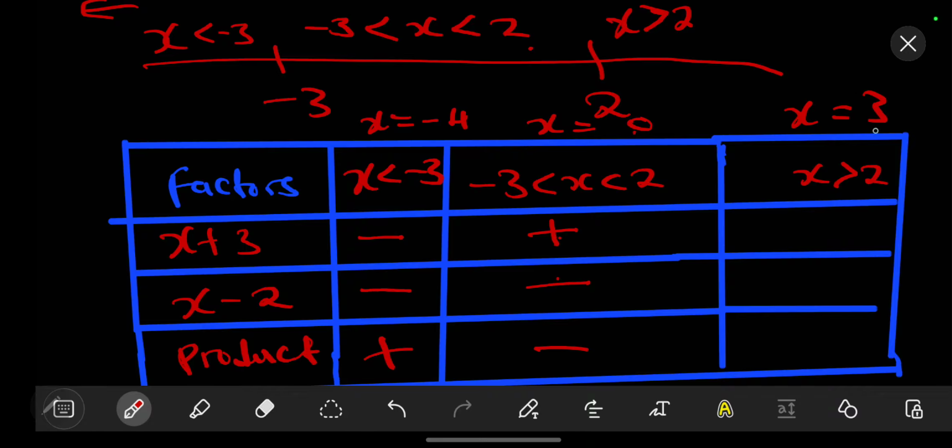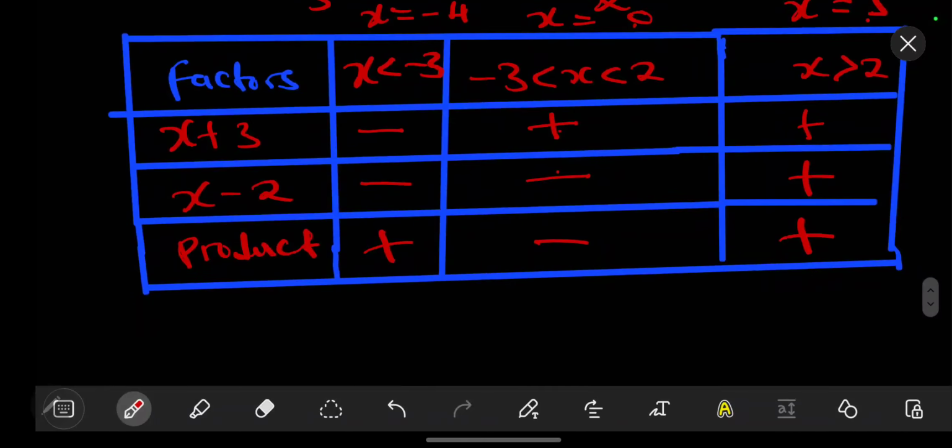Then when we put our 3 here, it will be 3 plus 3, which will be a positive. When we get here, we are going to have 3 minus 2. It will still be a positive, which is 3 minus 2 is positive 1. Positive times positive will give us a positive.